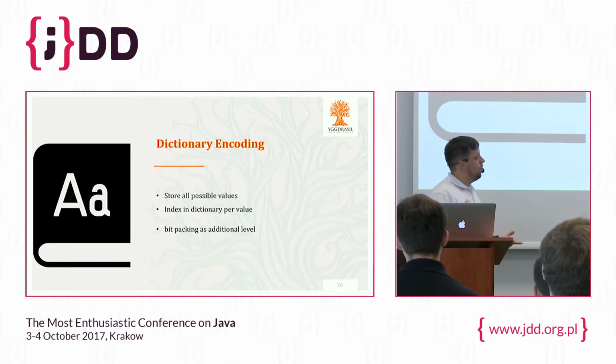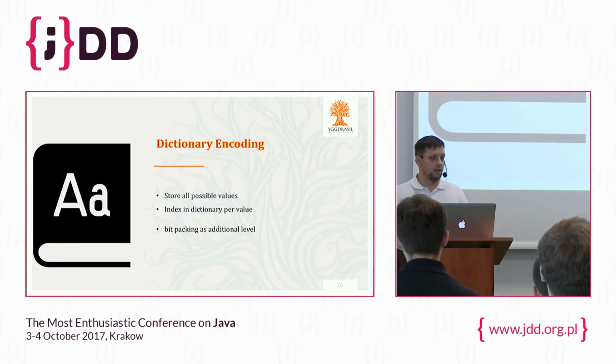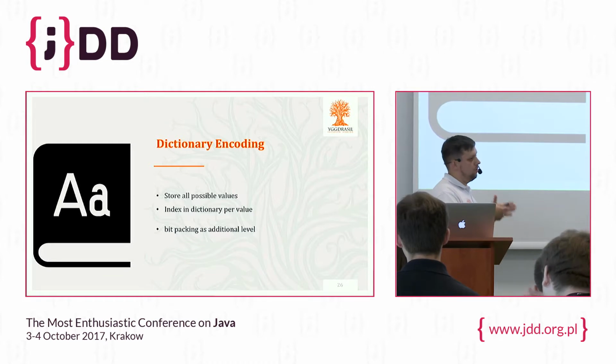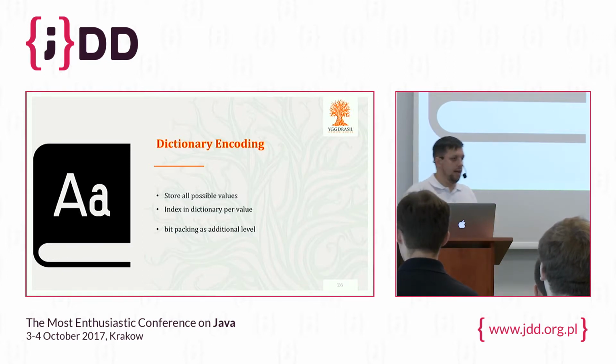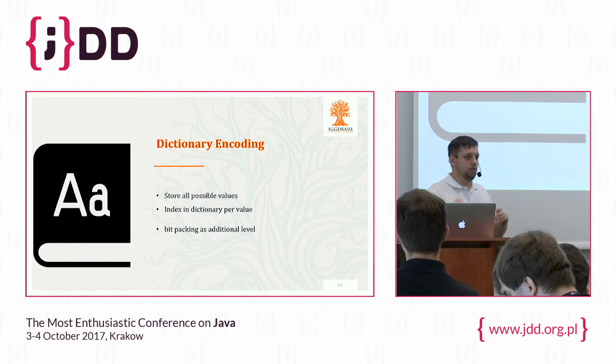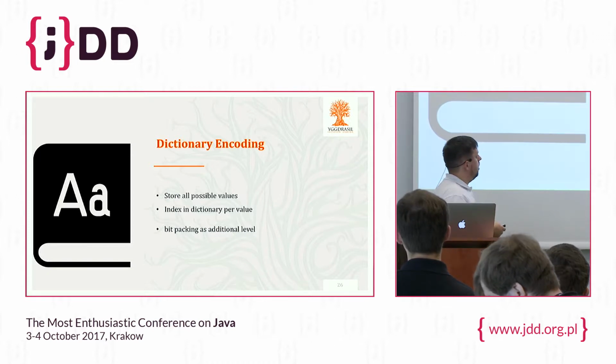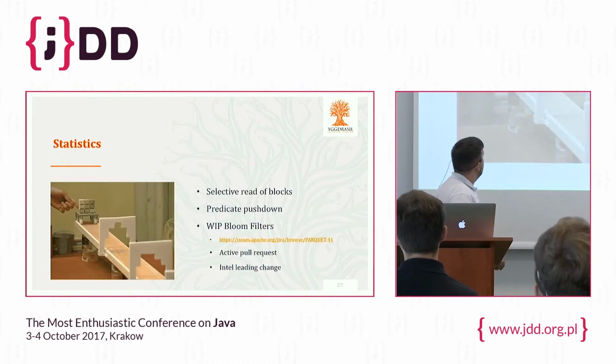Another one is dictionary encoding. When you have all possible values, like an enumeration, you store them once, and then you refer only to indexes. Again, this will be a limited number of enumeration values, which means you can efficiently apply bit packing then. So that is also a very efficient way.